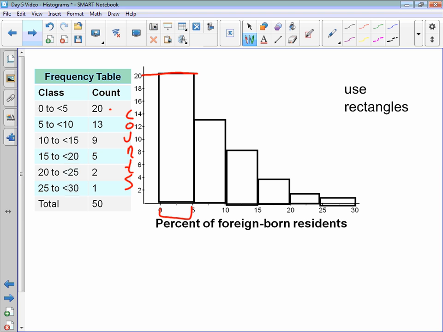Each one is going to be a rectangle. And this gives us a distribution that we could then describe. We could describe the shape, the center, the spread, the unusual values if we needed to. But now we have a distribution that can be described. So let's make our own histogram here.